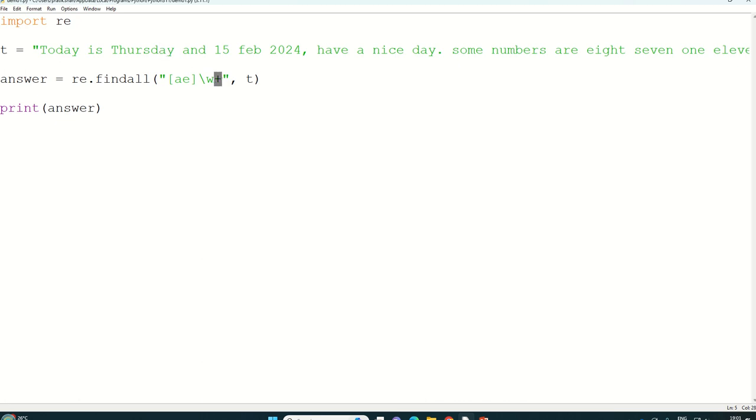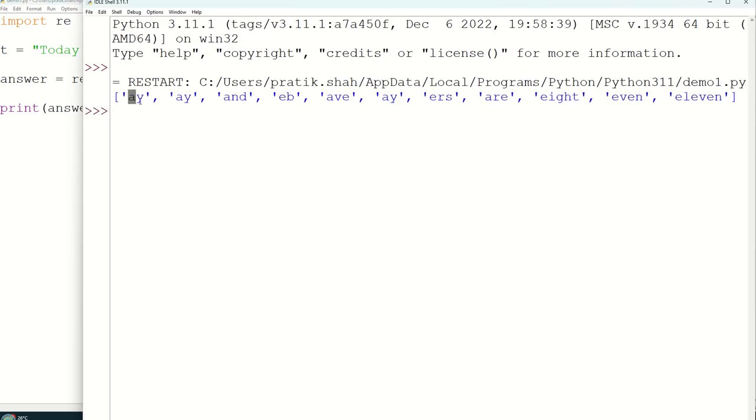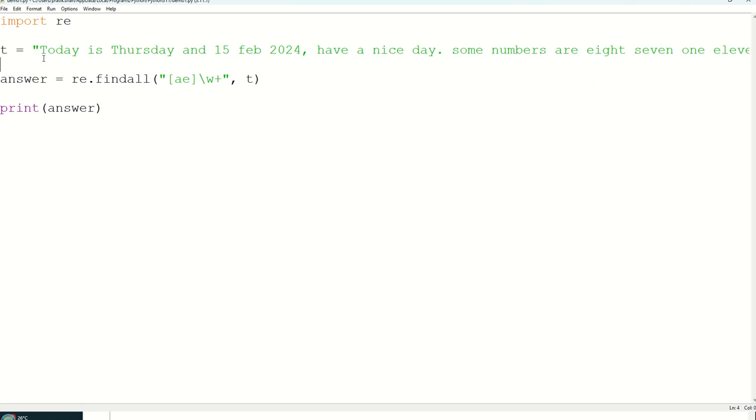We use the plus sign because it means one or more. So Ctrl+S, F5, and we are getting the answer AY. Wherever, even inside a word, if you find A, it will print the remaining part along with it. So AY, again AY, then again, and then it is also AE, both. So EB, then again here AVE, and likewise.